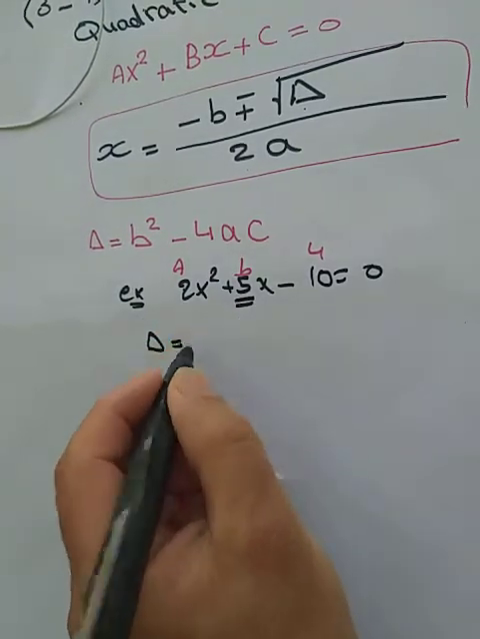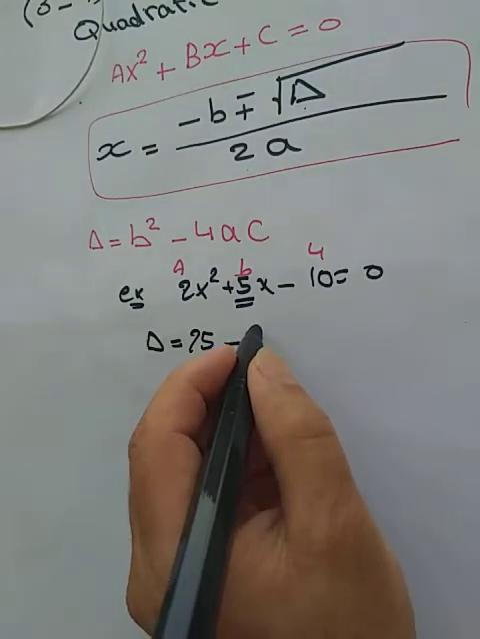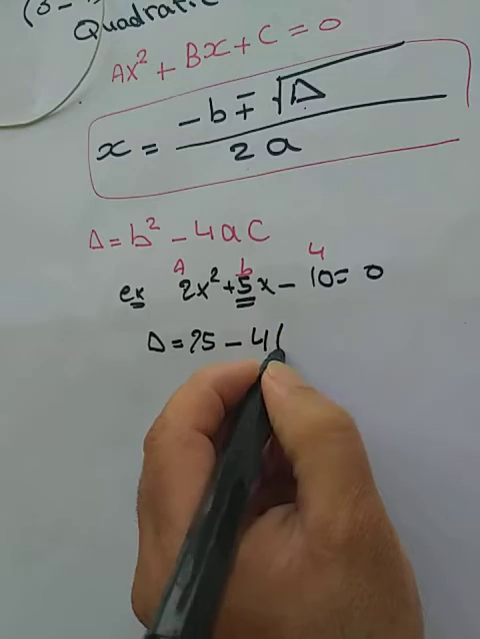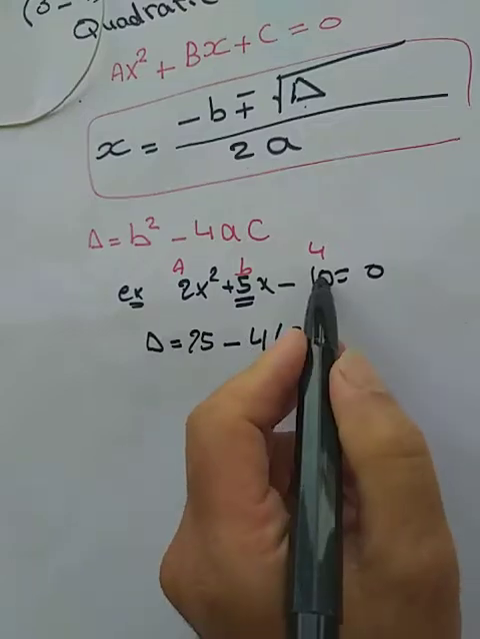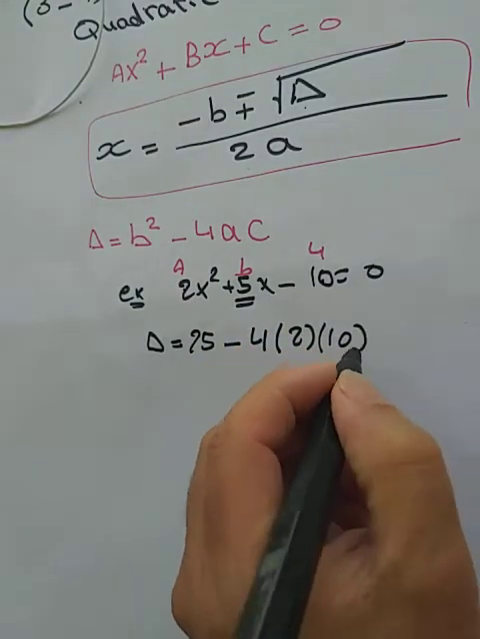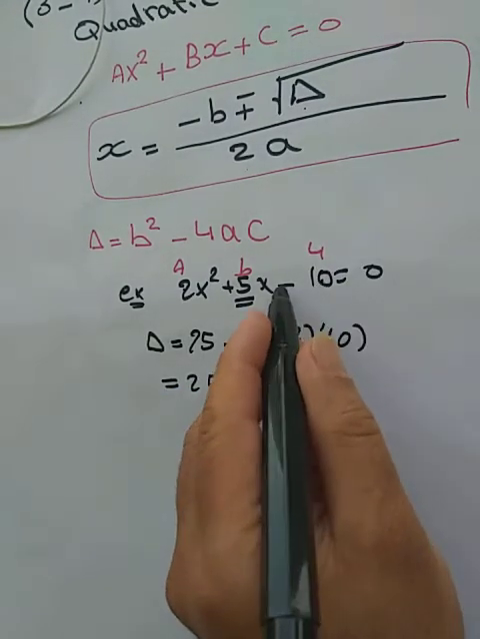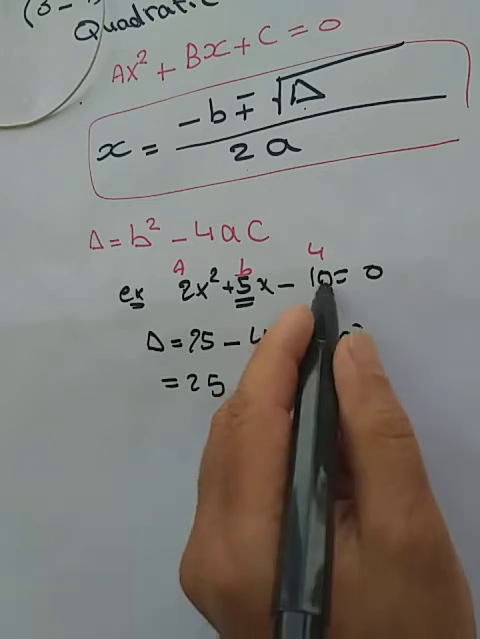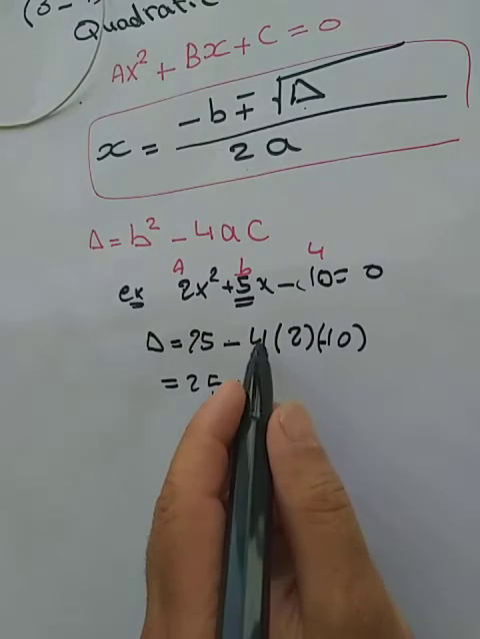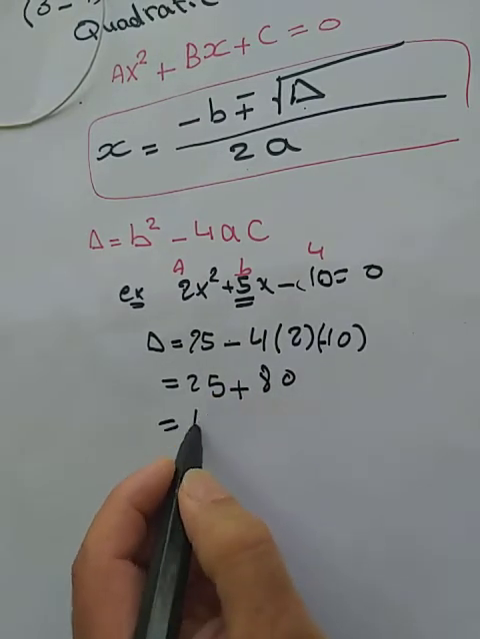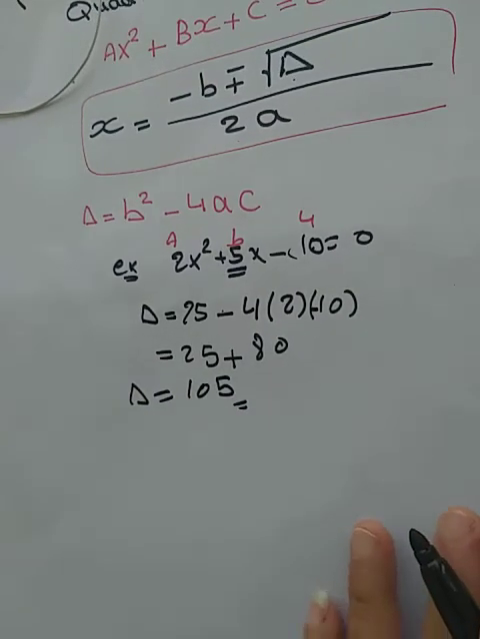b is 5, squared is 25, minus 4 times a, which is 2, times c, which is minus 1. Negative times negative is positive, and this gives 8. So delta is equal to 25 plus 8, which is 33. Very, very important now.